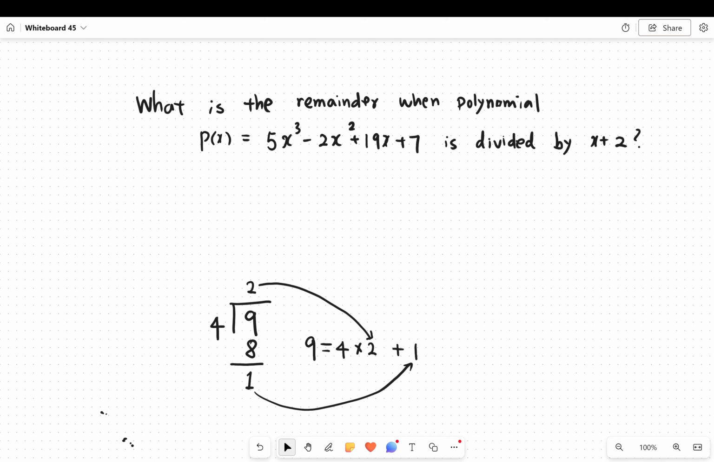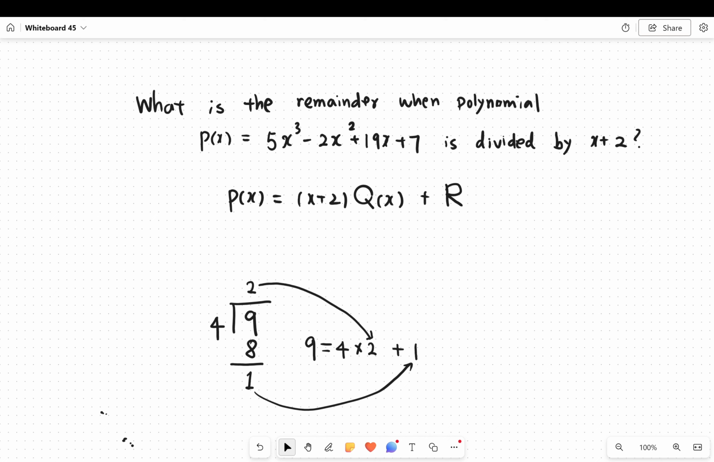We do the same thing over here. We replace 9 by p of x. So p of x is equal to our divisor, x plus 2, times the quotient, which we don't know yet, but let me call it q of x, plus the remainder r. Since we divide the polynomial by a linear function, the remainder is a constant.